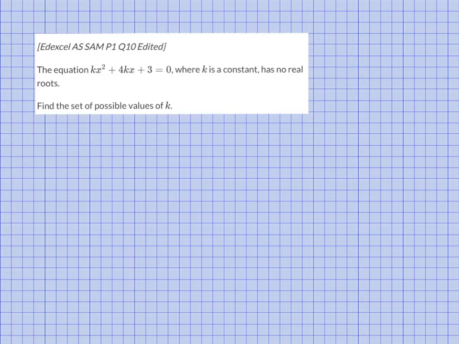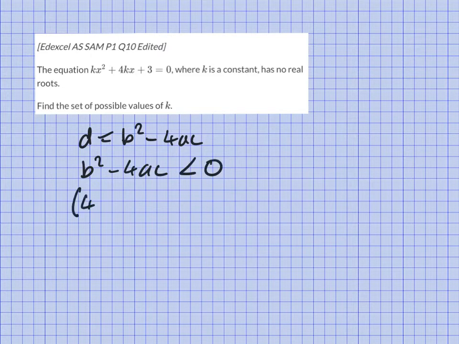This kind of question should get you thinking about using the discriminant, and with the discriminant we know that d is equal to b squared minus 4ac. And because it has no real roots, b squared minus 4ac, the discriminant, must be less than 0. Okay, so we're looking at b being 4k, squared, minus then 4 times a. The a value in this case is the coefficient of the x squareds, and 3 is the c value.